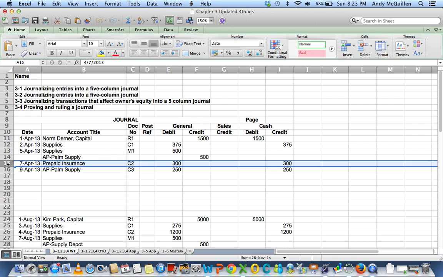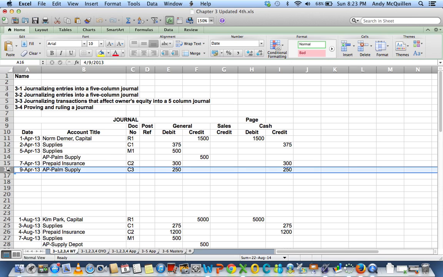April 7th, paid cash for insurance, $300. Okay, we gained insurance, which is an asset. Prepaid insurance is an asset, so we are going to debit general, $300, credit cash, $300.